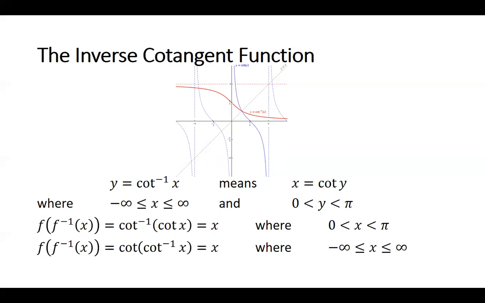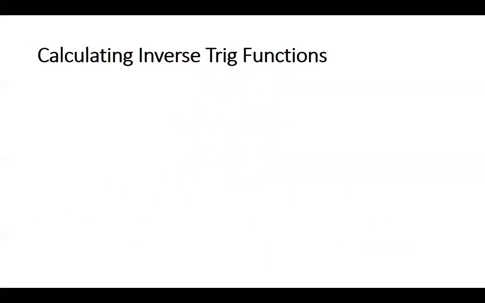Whew. Again, very wordy and can be visually very annoying. But the point of this is that we can now calculate these inverse values. Previously we could take the trigonometric function of an angle and find the ratio. Now we can take a ratio and find the angle associated with it, and that's the purpose of this. So let's look at calculating inverse trig functions.